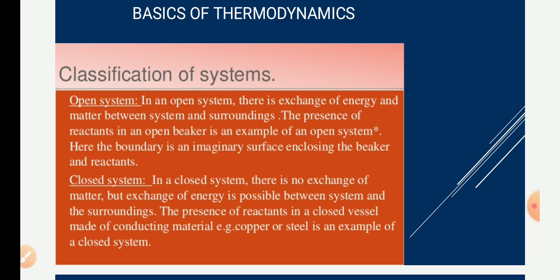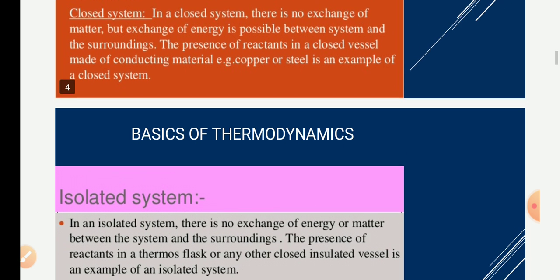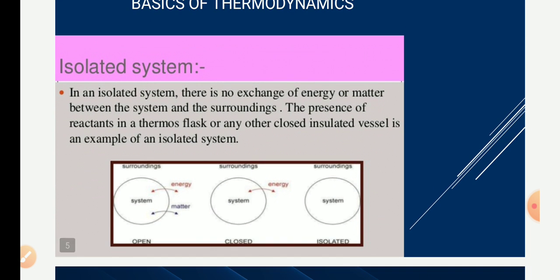Another example of a closed system is a mixture of petrol vapor and air inside the combustion chamber of an engine. Now another system is the isolated system. Isolated means lonely. That means in an isolated system there is no exchange of matter as well as energy. That means the energy and the matter remain constant in the system and surroundings.